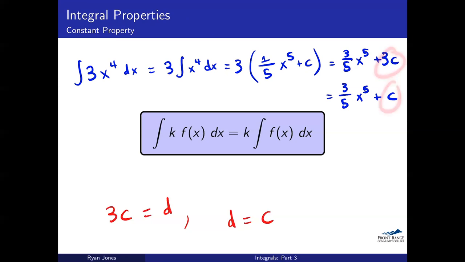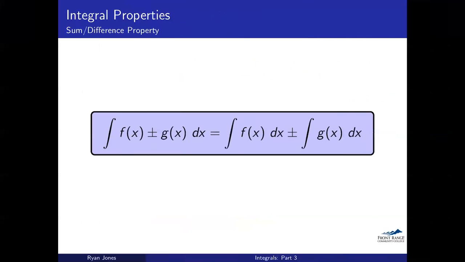But I just like thinking about it that 3c is just a placeholder for any number you can think of. So there's no need for the 3, just write c. So there we go. That's an example of the constant property, where I've taken this 3 right here and brought it out front, done the rest of my integral, and then multiplied back in. Constant property right there. We will use that over and over.